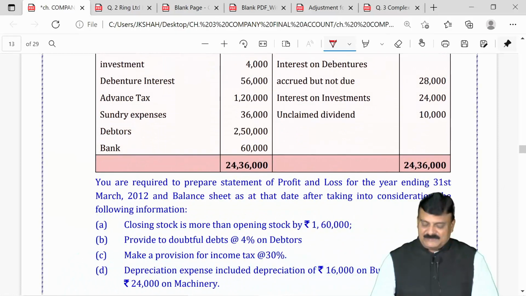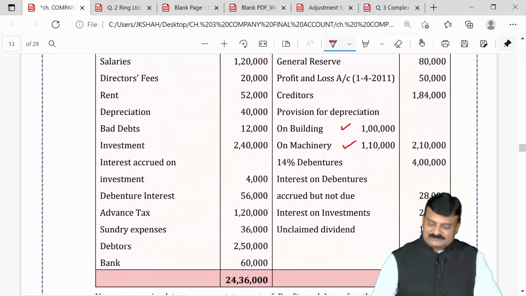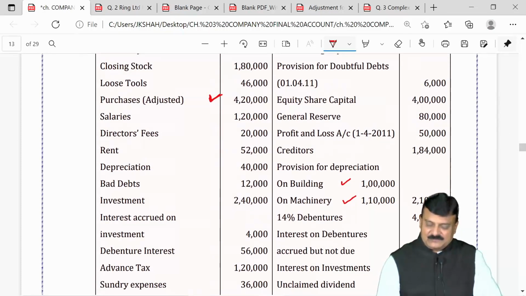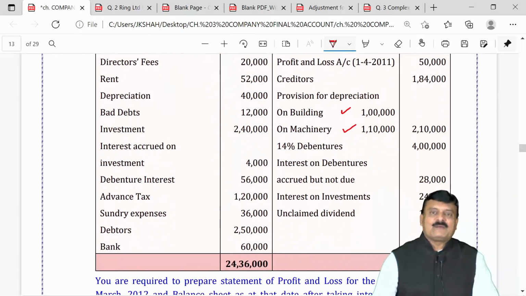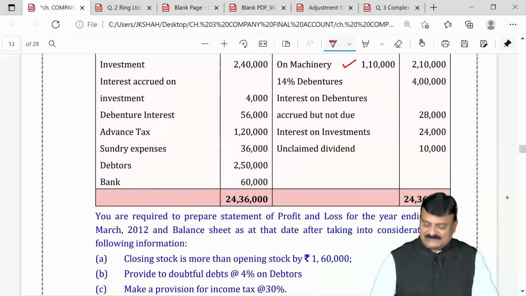You are required to prepare the statement of profit or loss for the year ending on 31st March 12. Balance sheet is as at that date after taking into consideration the following information. Closing stock is more than opening stock by 1,60,000. What does this mean, friends? My closing stock is how much here? Trial balance gives closing stock as 1,80,000. Now closing stock is more than opening stock by what amount? It is by rupees 1,60,000.